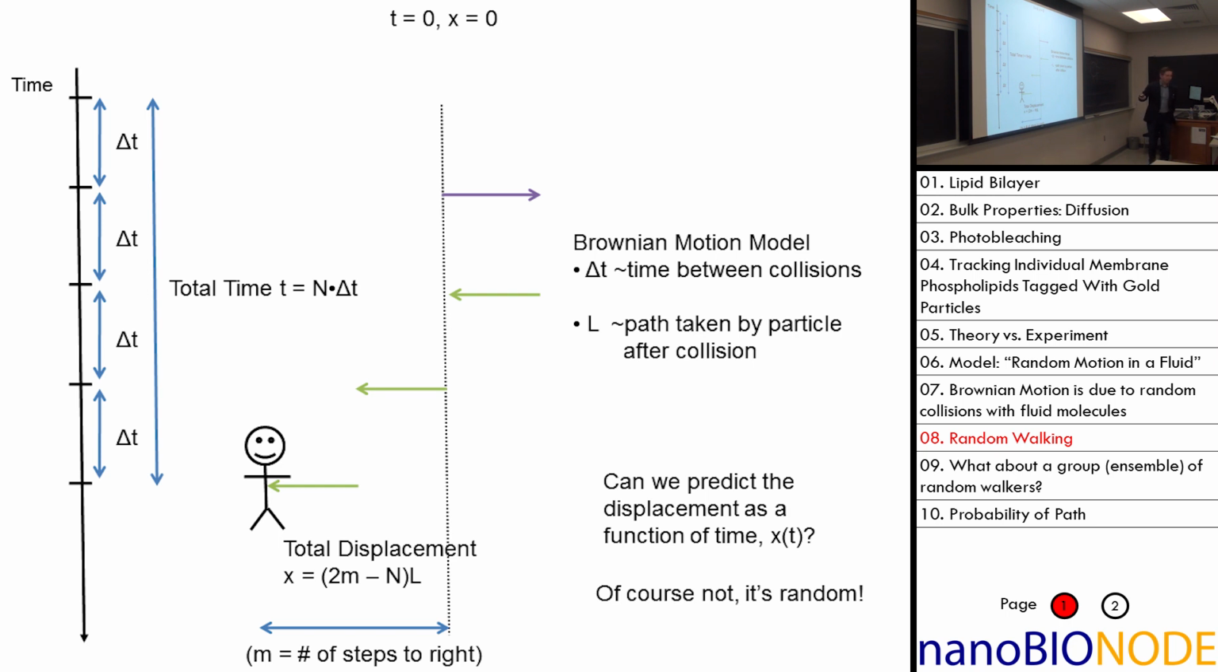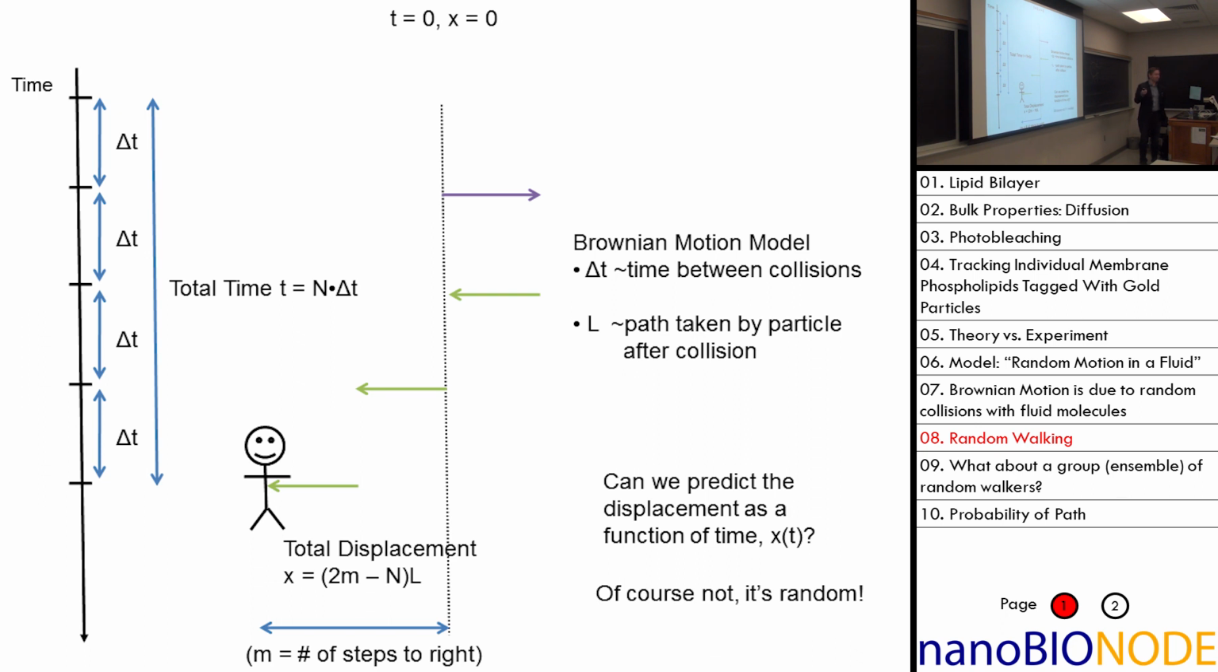All right, so this is the model. Now let's see how we can make predictions using this model. Okay, so the first question I ask you is, if this is our model, for an individual walker, can we predict what this displacement is going to be as a function of time? What do you think?